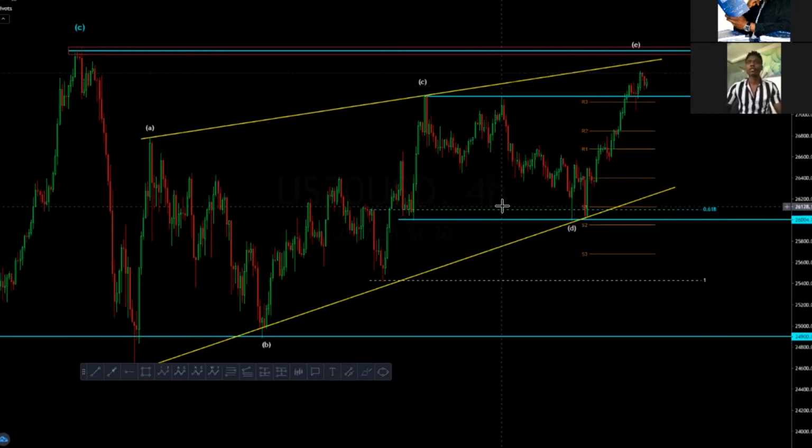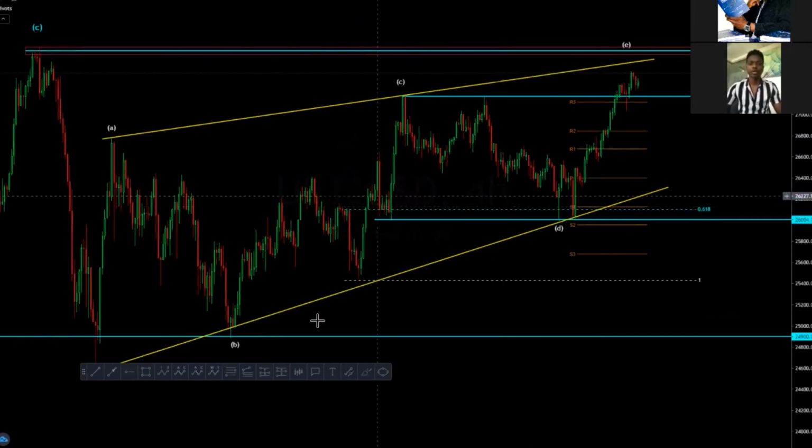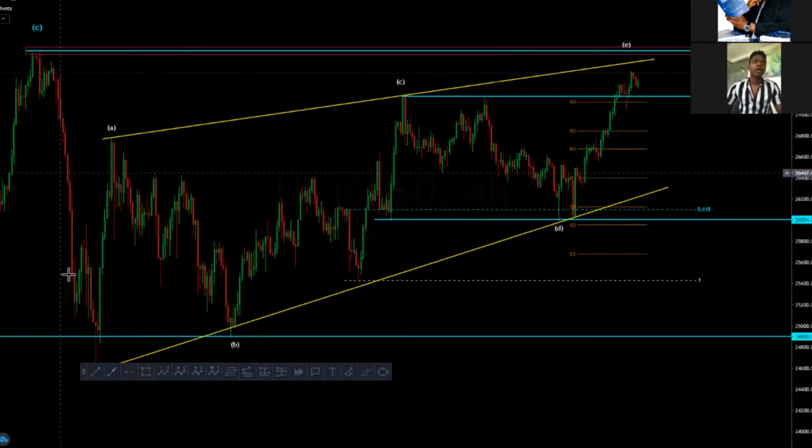So I'm looking at this pair. What I was paying attention to, okay, is this sort of, you see, when we're coming down, why this pair has really been pushing down.